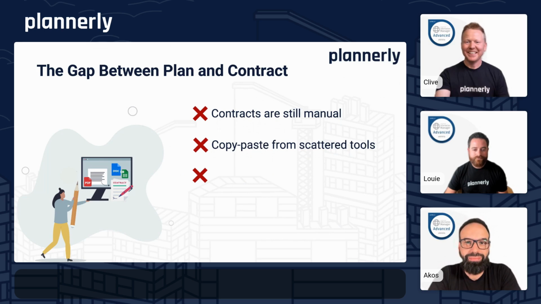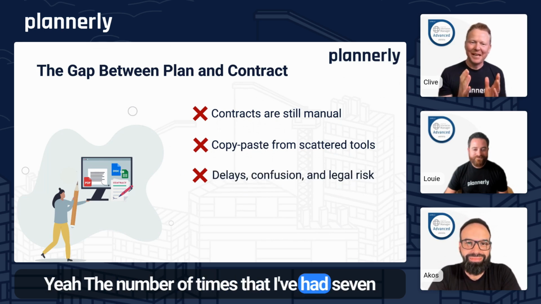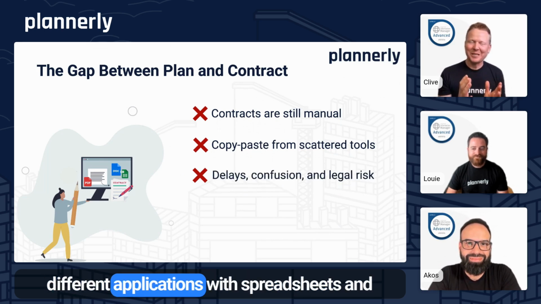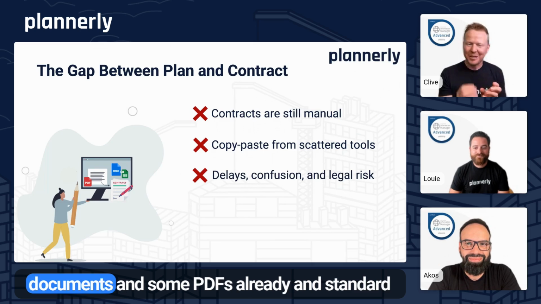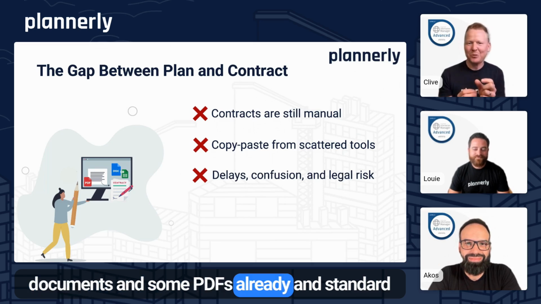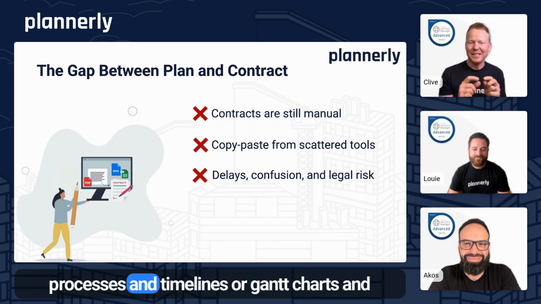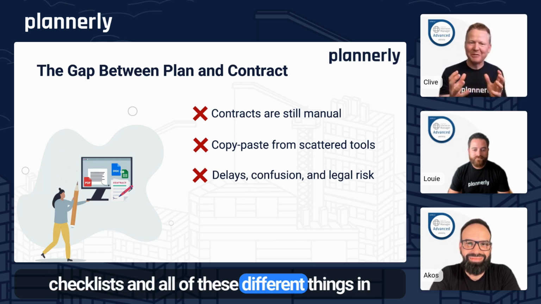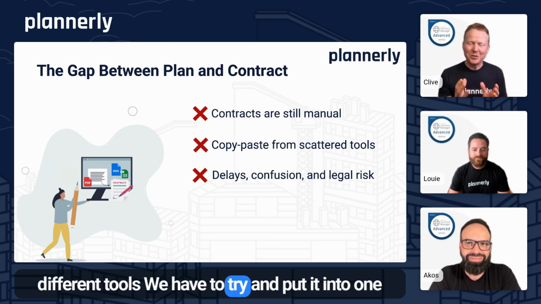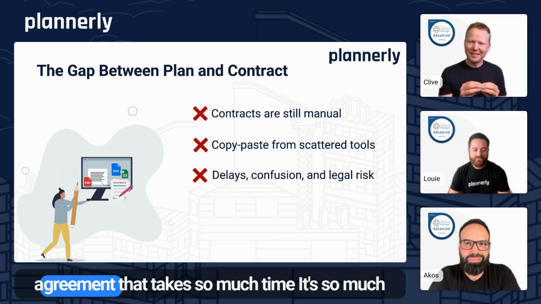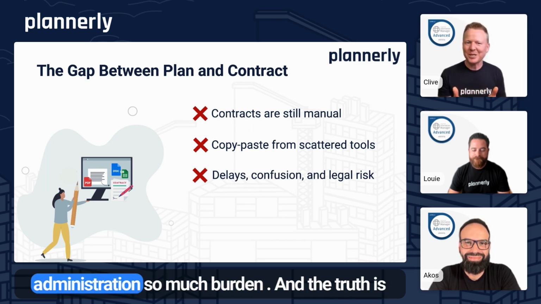Yeah, the number of times that I've had 7 different applications with spreadsheets and documents and PDFs already, and standard processes and timelines or Gantt charts and checklists, all of these different things in different tools. We have to try and put it into one agreement. And that takes so much time. It's so much administration, so much burden.